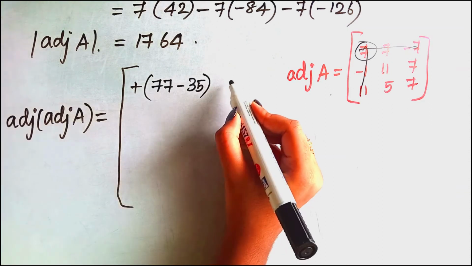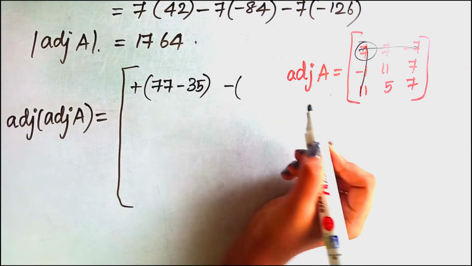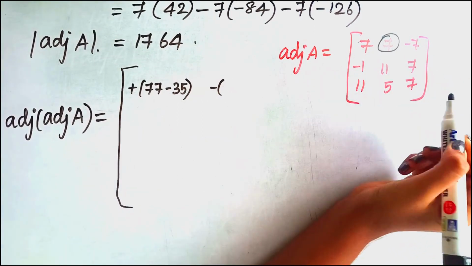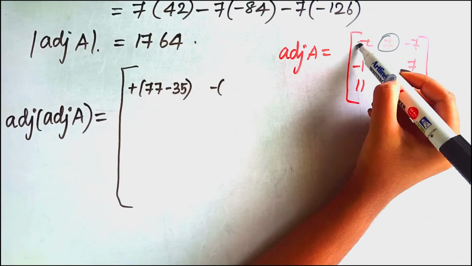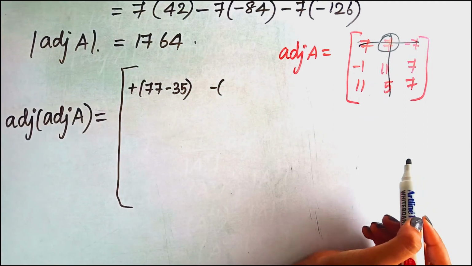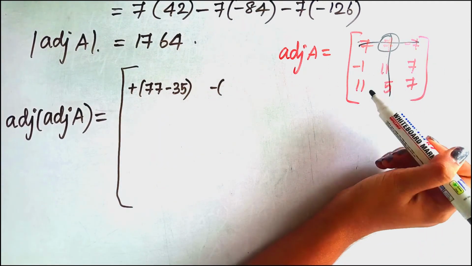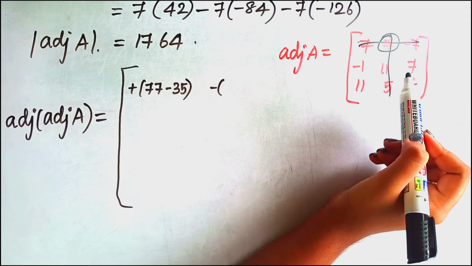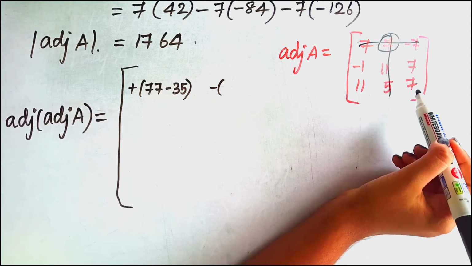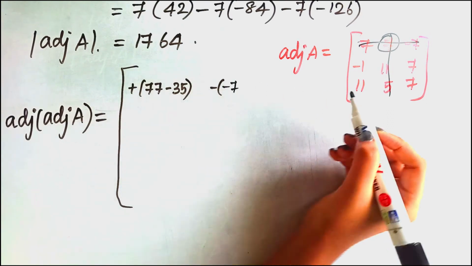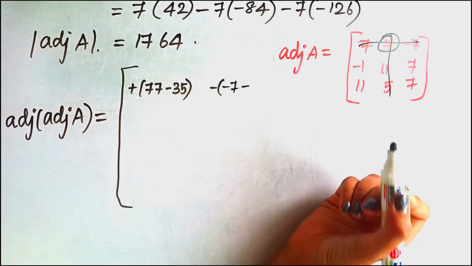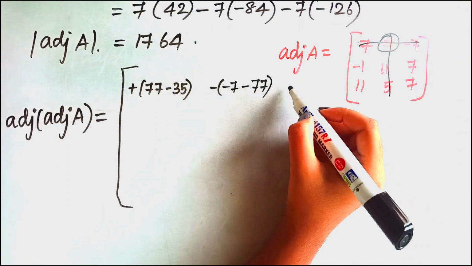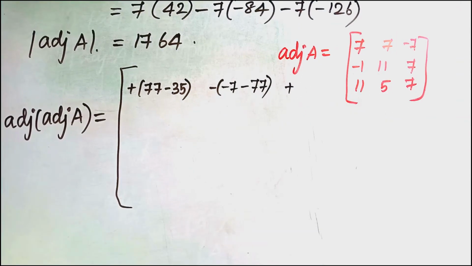Okay, and then the next thing will be a minus term. Next is 7, and you have to cancel both horizontal and vertical values of 7, so that you'll get minus 1, 7, 11 and 7. And minus 1, now you have to cross multiply it, so that you'll get minus 1 into 7, which is minus 7, and then you have to put a minus sign here, and then 11 into 7 you'll get 77, and then it will be again a plus sign here.